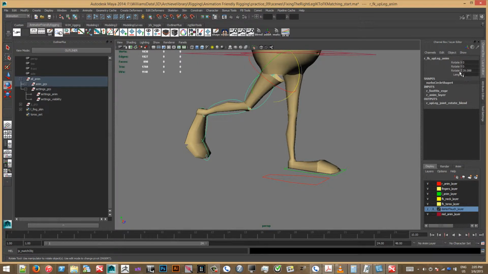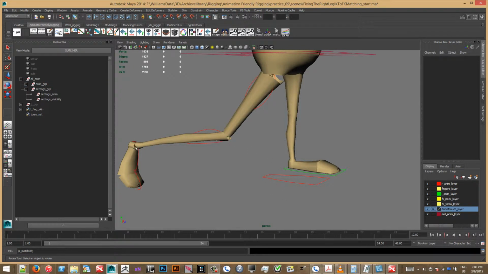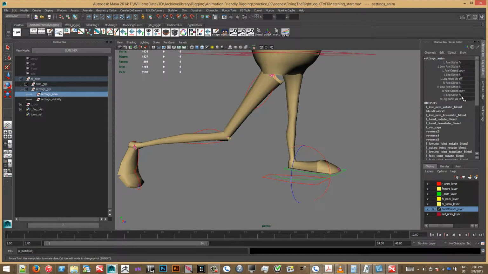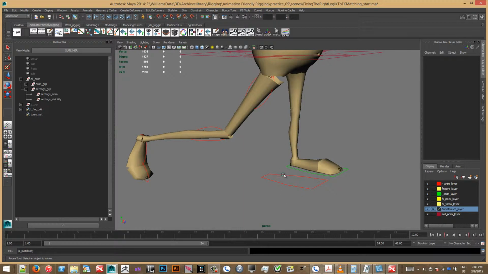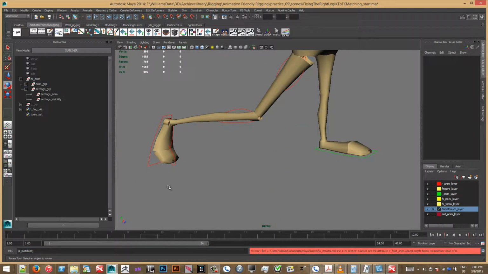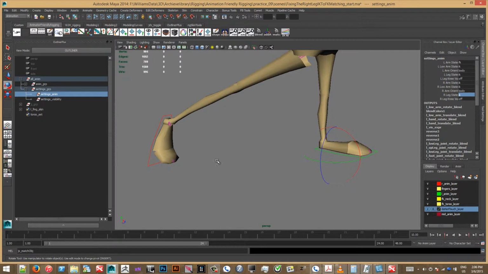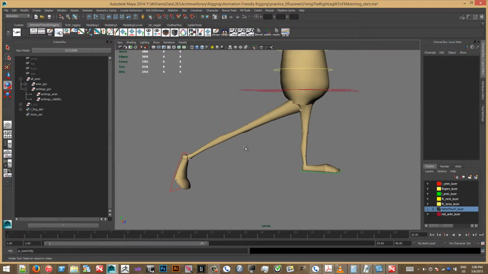The problem happens when you introduce stretching on the FK legs. So if I do that, and that, let me make sure I'm in FK. Yep. So if I were to try and match that again, you get that error as before. And then if I were to switch over to IK mode, you can see that the knee didn't line up with the FK stuff.